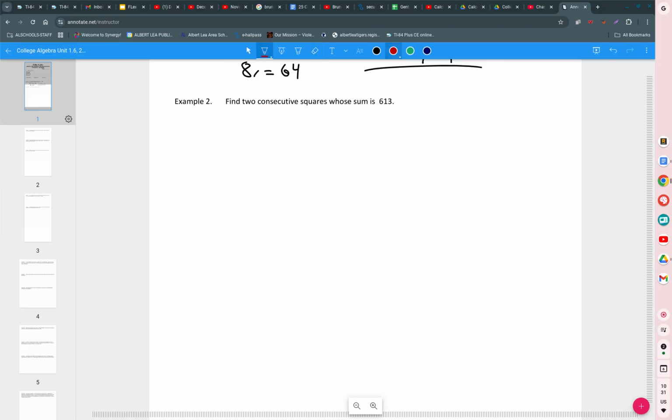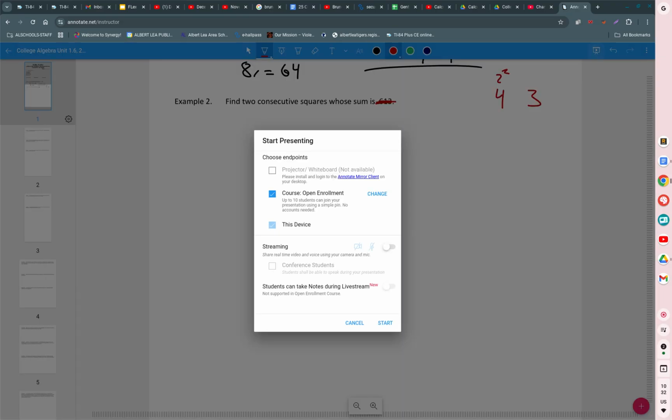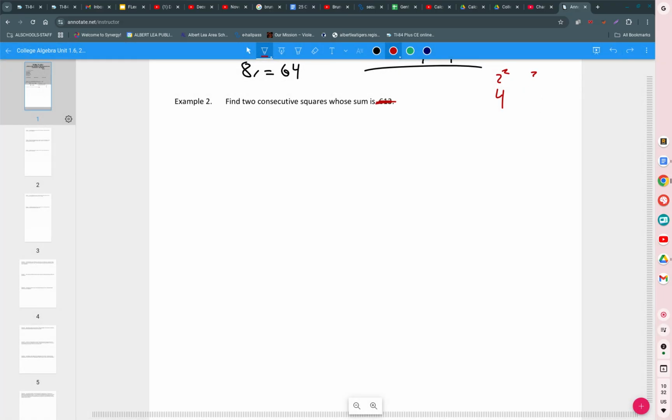So let's just think about it without the 613 for a second. What are 2 consecutive squares? 2 squared, 3 squared. Sure, 2 squared, which is 4, and 3 squared, which is 9, right? Or say 10 squared, which is 100, and 11 squared, which is 121. Everybody good with that? And then we're adding them up, okay?